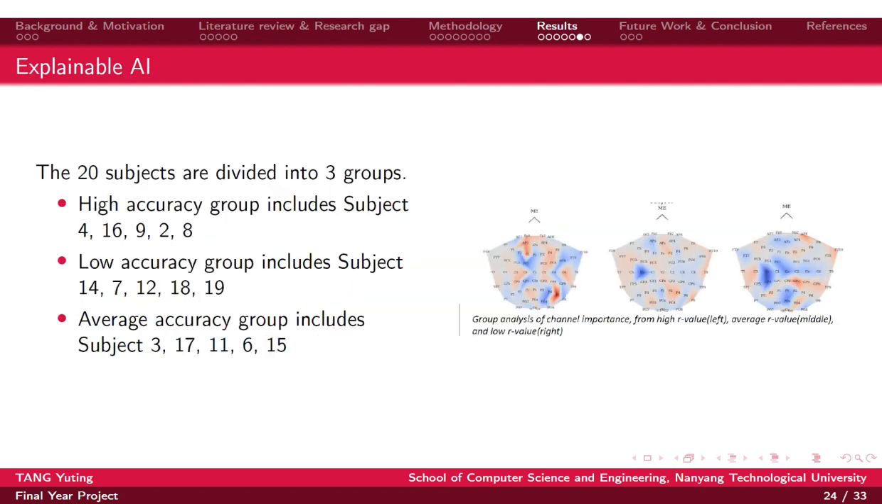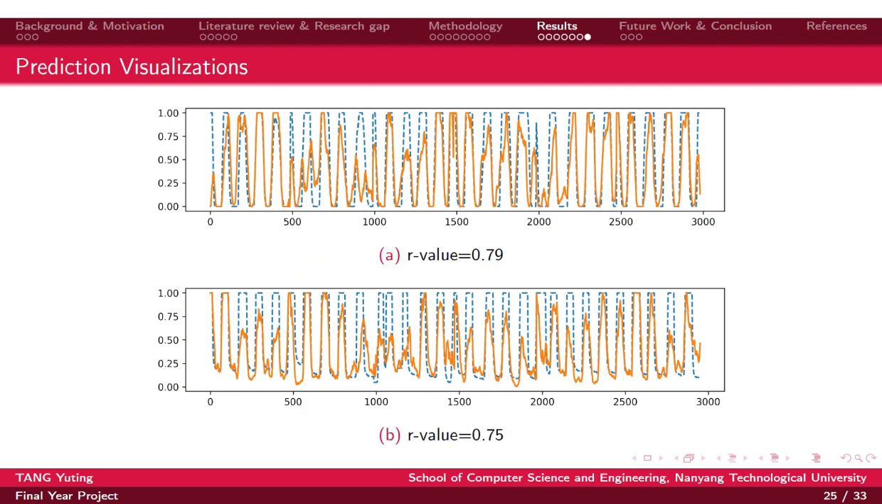Then we apply an explainable AI algorithm to analyze the channel importance. We use the DeepLIFT algorithm, and we divided them into 3 groups based on their decoding accuracy. The right figure demonstrates the channel importance on the scalp. Figure A and B are 2 example reconstructed signals in orange lines, while the ground truth signals are visualized in the blue dashed line.